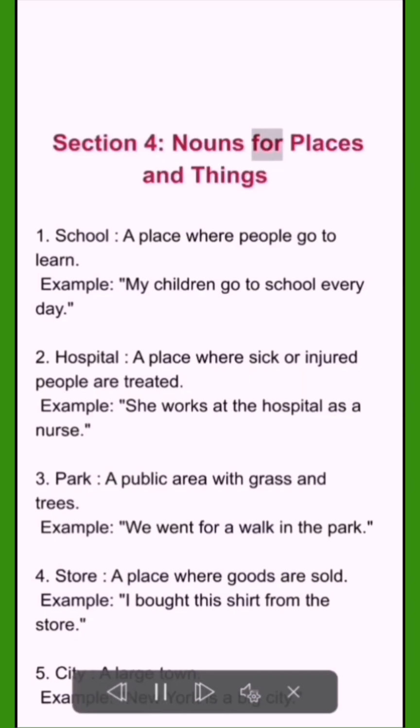Section 4a. Nouns for places and things. 1. School, a place where people go to learn. Example, my children go to school every day. 2. Hospital, a place where sick or injured people are treated. Example, she works at the hospital as a nurse.